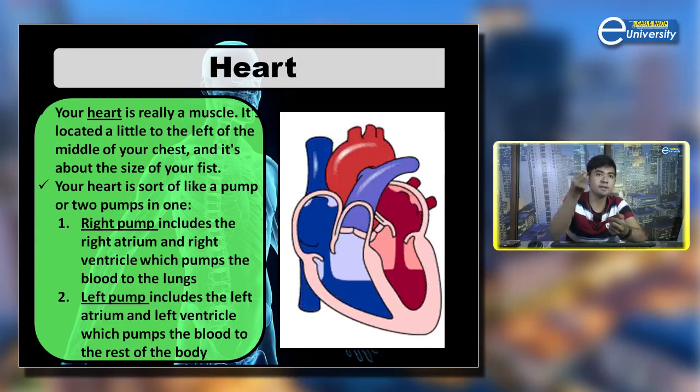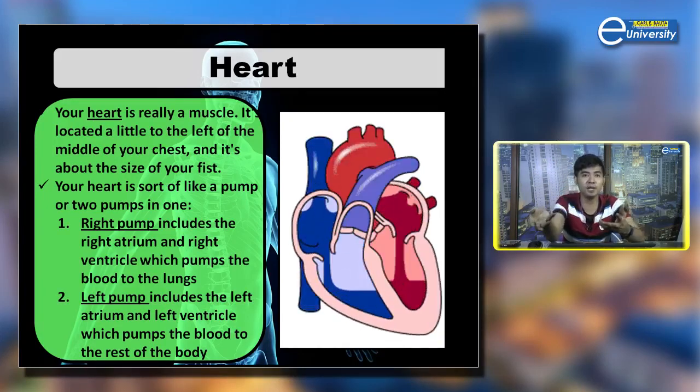If you're going to observe the diagram, we can easily notice that the right side of the heart, the right pump, is where the right atrium and the right ventricle work together as they pump the blood to the lungs. They pump the blood to the lungs to harvest the oxygen in the alveoli and to produce oxygenated blood. And this oxygenated blood will be released again to the heart and will be pumped by the left pump, together with the left atrium and the left ventricle, and be distributed to the rest of the body.